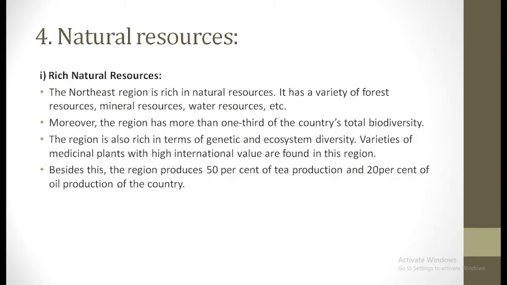Now, natural resources. First, the northeastern states are very rich in natural resources. Natural resources include forest resources, mineral resources, water resources, and others. Moreover, the region has one third of the country's total biodiversity. The region is also rich in terms of genetic and ecosystem diversity. There are many medicinal plants with international value. Besides this, the region also produces 50% of the country's tea production and 20% of its oil production.